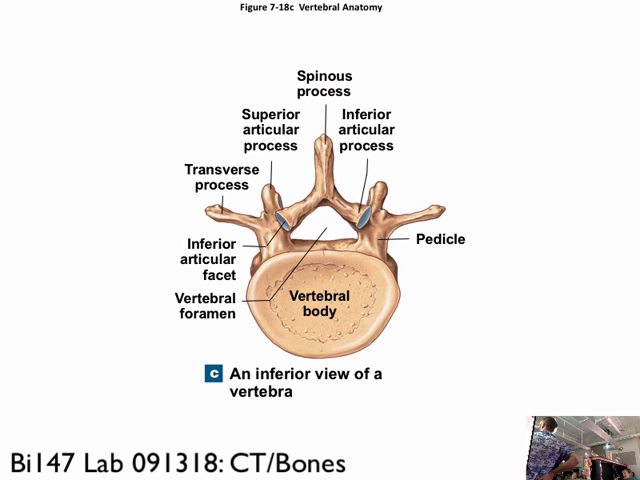Foramen is a hole. That's where your spinal cord passes. And then there are these articular facets. So articular is where 2 bones articulate. Facet just means a face or a surface. And then there are these processes. There's a spinous process and a transverse process. And these are important because this is where muscles attach.